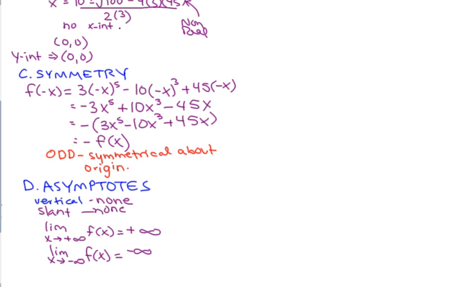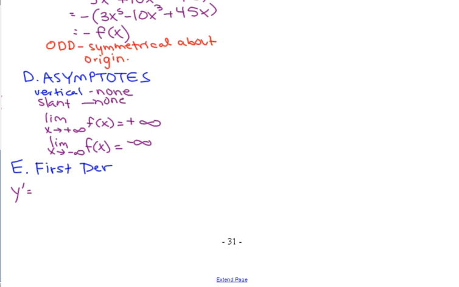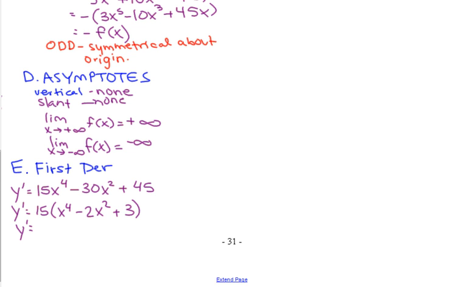Okay? After asymptotes, we're on to first derivative. Okay, finally we can derive. So y prime is 15x to the fourth, minus 30x squared plus 45. Now we can factor some stuff out, right? 15. Okay, let's try and factor two numbers that multiply to 3 and add to negative 2.